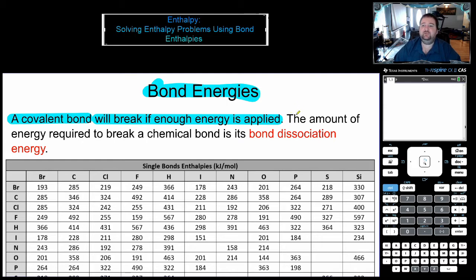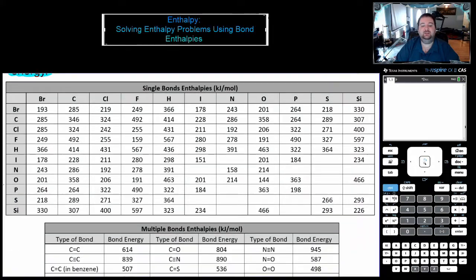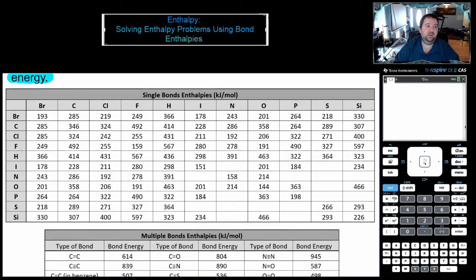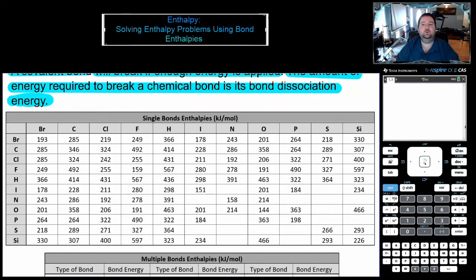And so we have this definition here. The amount of energy that's required to break a chemical bond is known as the bond dissociation energy. And you're going to hear me saying bond dissociation energy a lot today. So one thing that we're going to have to use is this table that's going to have single bond enthalpies, bond dissociation enthalpies, and multiple bond dissociation energies. And you can find this on Schoology. Let's go ahead and show you where that is.